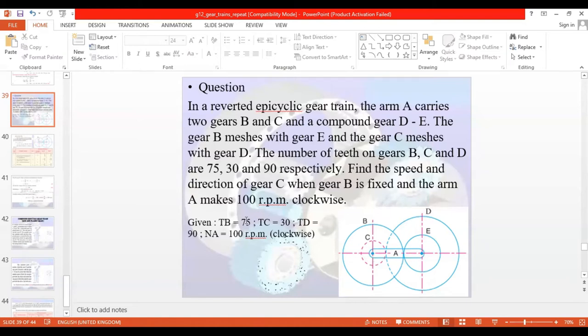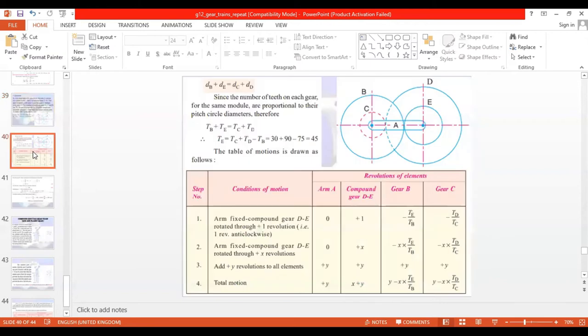TB, number of teeth on B, is 75. TC, number of teeth on C, is 30. TD, number of teeth on D, is 90. NA, speed of arm A, is 100 RPM clockwise. So this is all the data. Now we will put it into tabular form.